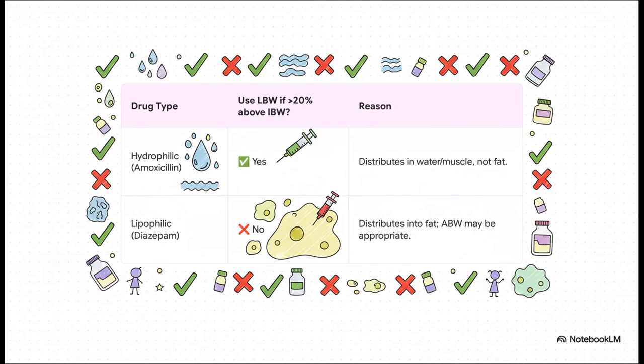So why does this rule even exist? Well, it's not arbitrary at all. It's all based on pharmacology, how drugs actually work in the body. As you can see here, it depends on the type of drug. Hydrophilic or water-loving drugs like amoxicillin, they mostly spread out in muscle and water, not in fat. So for them, lean body weight is the way to go. But then you have lipophilic or fat-loving drugs. They do get absorbed into fat tissue. So for those drugs, using the child's actual body weight might be the more appropriate choice. The key is, you've got to know your drugs.